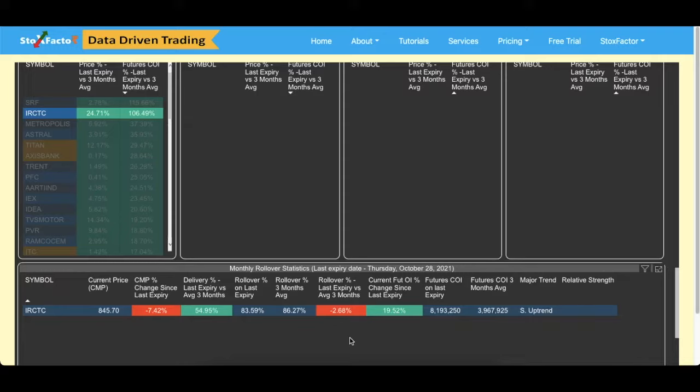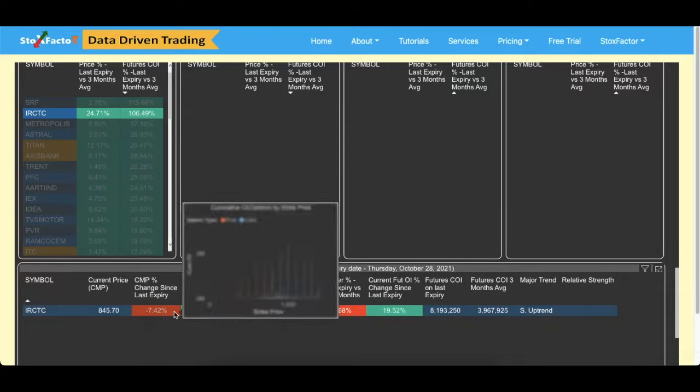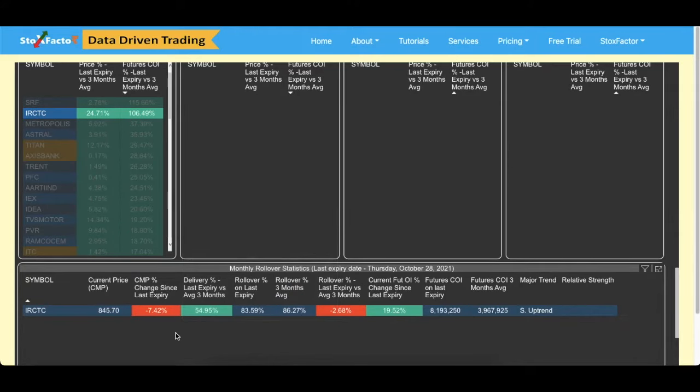So in this way, you have to connect the data. Suppose the price change was on the positive side, then you would be very strongly bullish on this stock.